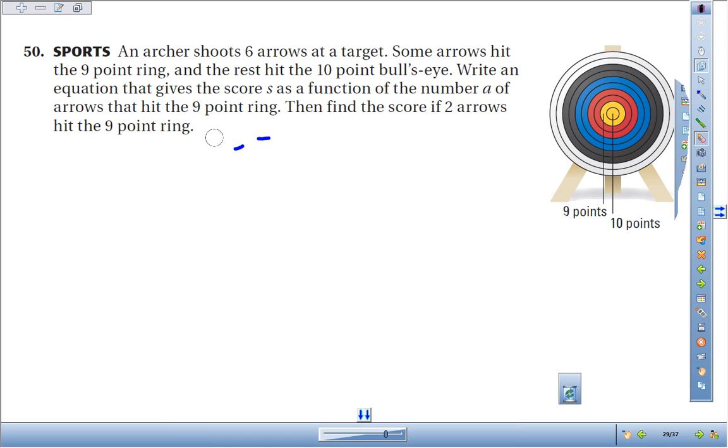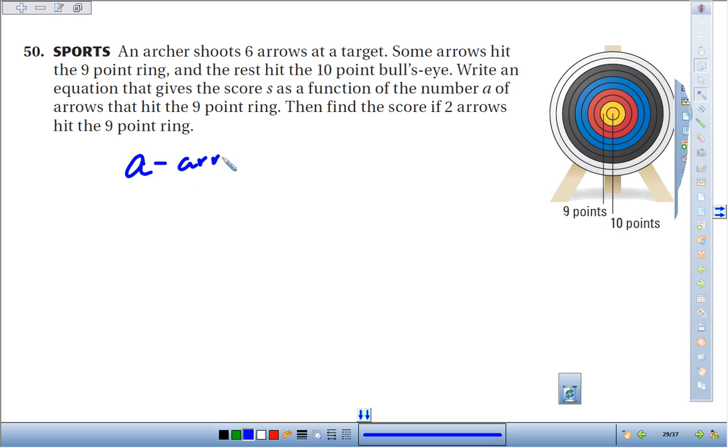This one can be a little challenging at first because we've got two possible scores. They're either going to hit the 9-point ring or they're going to hit the 10-point bullseye. And they say A is the arrows that hit the 9-point ring. Well, that's great, but how many hit the 10-point ring? And that's where you have to come up with a variable expression for that.